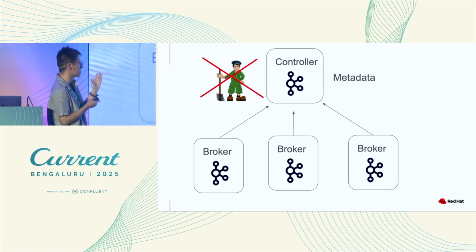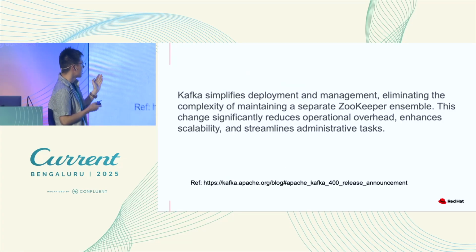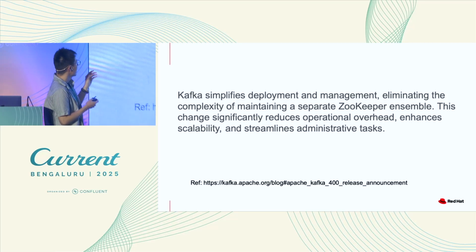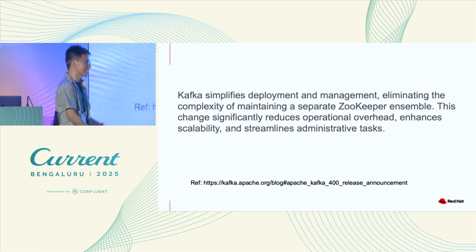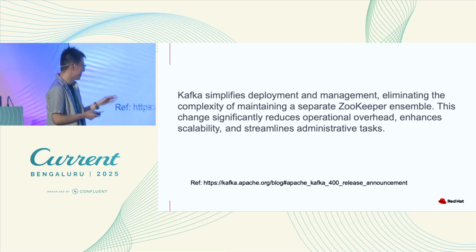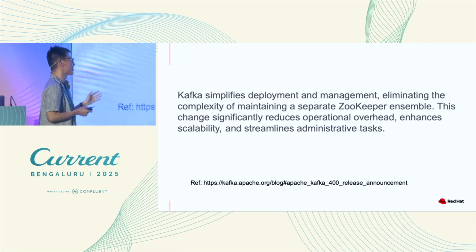And how important is that? This is a sentence from the Kafka 4.0 blog post. With that, Kafka simplifies deployment and management, eliminating the complexity of maintaining a separate ZooKeeper ensemble. This significant change significantly reduces operational overhead. Anyway, you can read that. But it is very important, and I really looked forward to this feature for a long time.